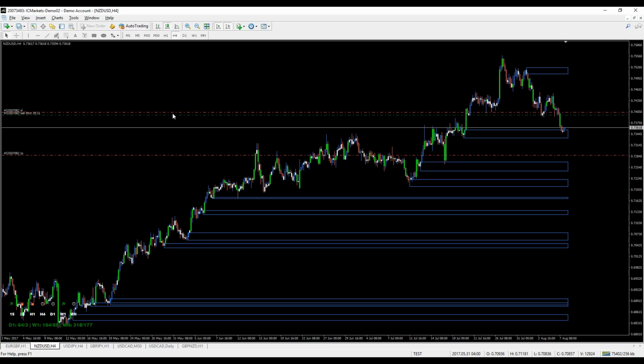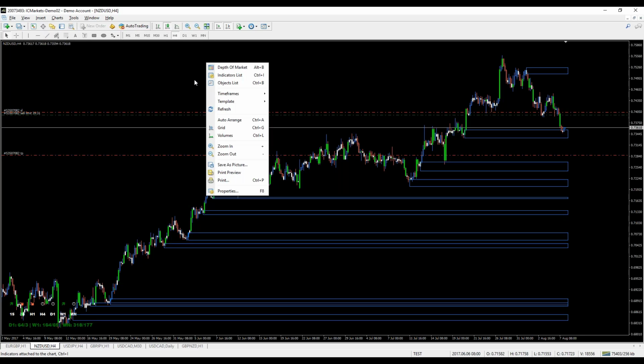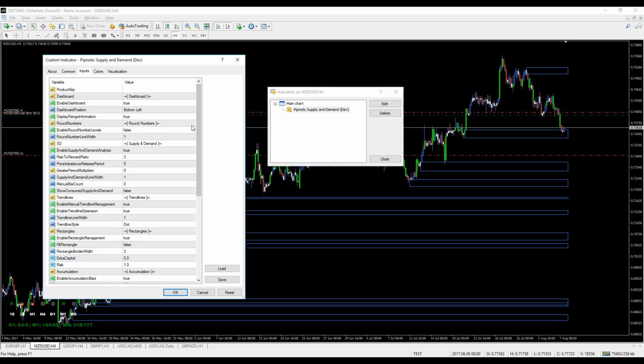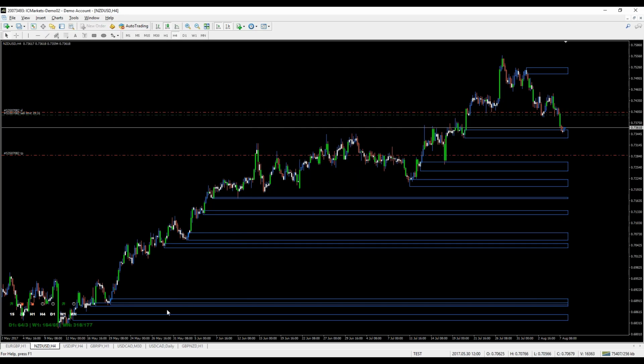The product key is, I made it so that for all of the Pipnotic indicators, you only have to enter the correct value in one of them. So if you have 12 charts open and some are running the dashboard, some are running the histogram, and they're all running the supply and demand, you can take the product key and put it into either one instance of this dashboard, one instance of the histogram, or one instance of the supply and demand, and it'll update all of the other instances of all the other software.